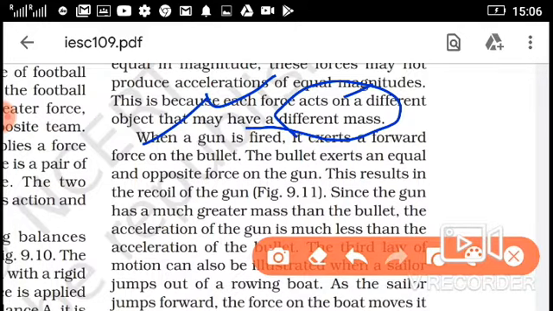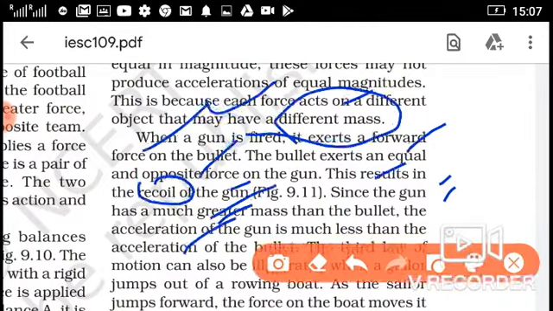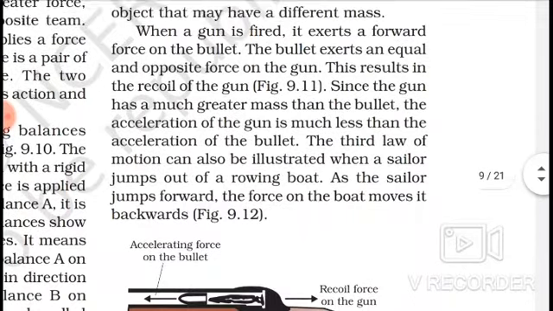When a gun is fired, it exerts a forward force on the bullet, and the bullet exerts an equal and opposite force on the gun. That is action and reaction force. This results in the recoil of the gun. Recoil means the gun moves back. Since the gun has a much greater mass than the bullet, the acceleration of the gun is much less than the acceleration of the bullet. It is because of the different masses.